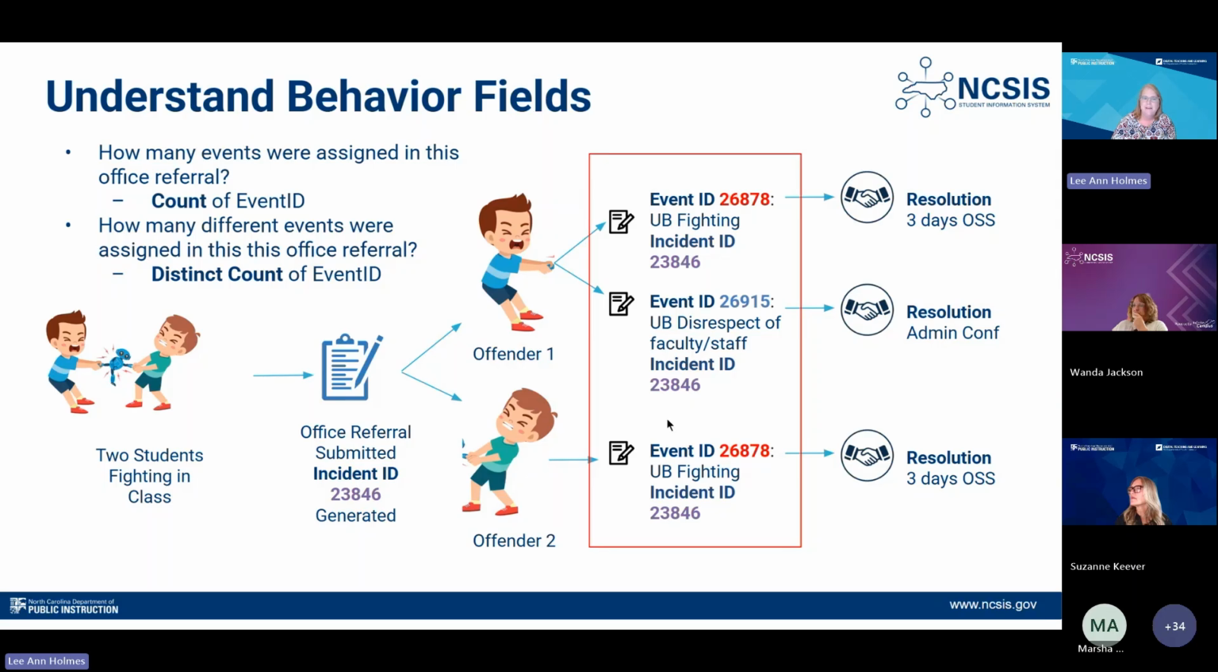2 of them were fighting and 1 of them was disrespect, and they're on 2 different students. But if I wanted to count how many different events were assigned in this office referral, then I would look at my event ID and do a distinct count of that event ID. My distinct count would give me 2, because there are 2 different events that were assigned in this office referral: fighting and disrespect of staff. That's the difference between count and distinct count.